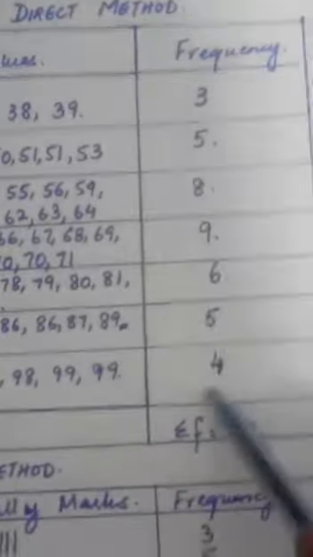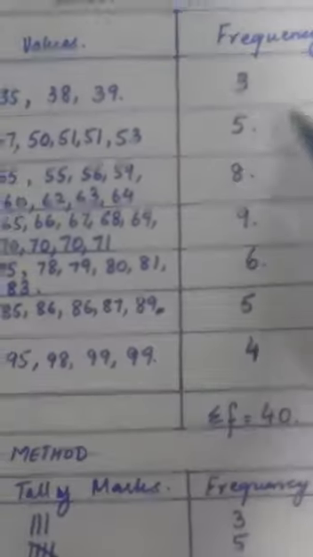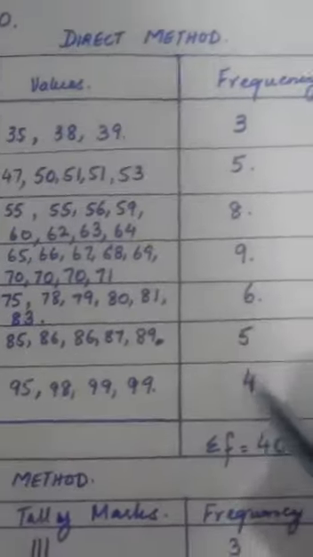In the same way, the next one is between 85 to 94. See these values, and it's 5. Next is 95 to 104. It's 4. After this we will add all these frequencies and take the sum. So 3 plus 5 gives 8, 8 and 8, 16 and so on. When you take the sum of all these, you will get summation f is equal to 40.